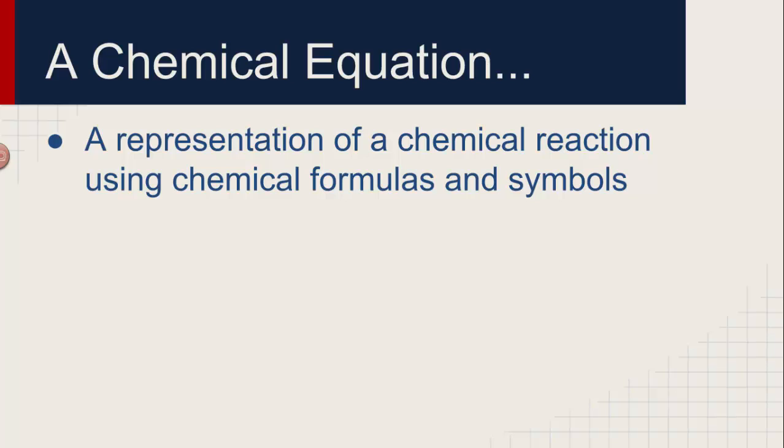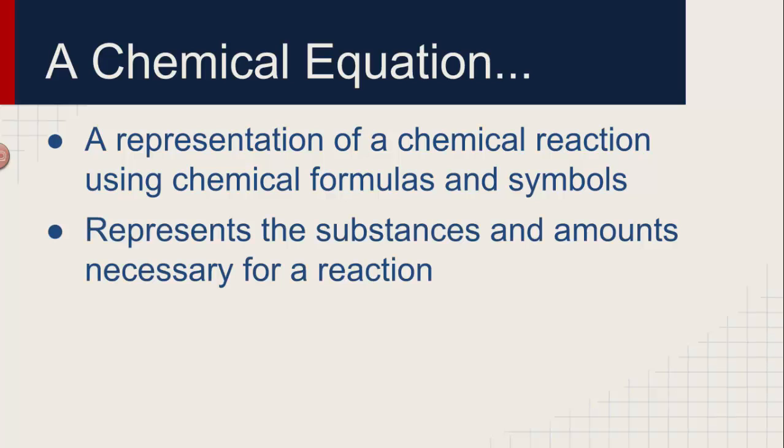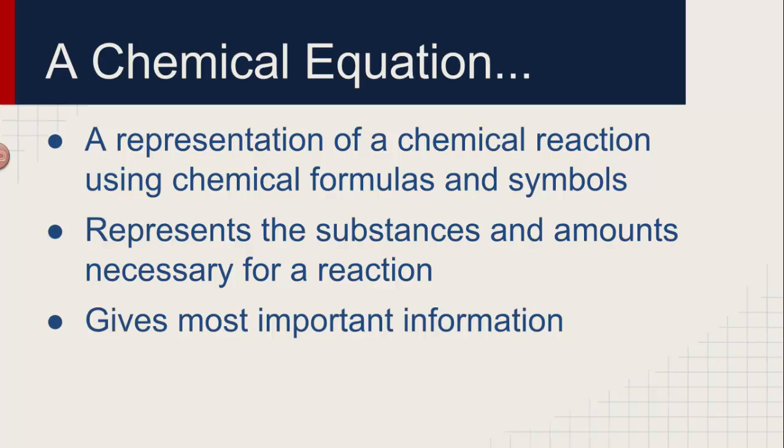Now, formulas we already know. We know how to write formulas. Symbols are a little new, but there are not very many of them, and they're pretty straightforward. What's important about a chemical reaction equation, if you've written it carefully and correctly enough, is that it's not only going to tell you what substances are involved in the reaction, but it's going to tell you how much of each substance is necessary for the reaction to occur. So it gives the most important information about a chemical reaction.